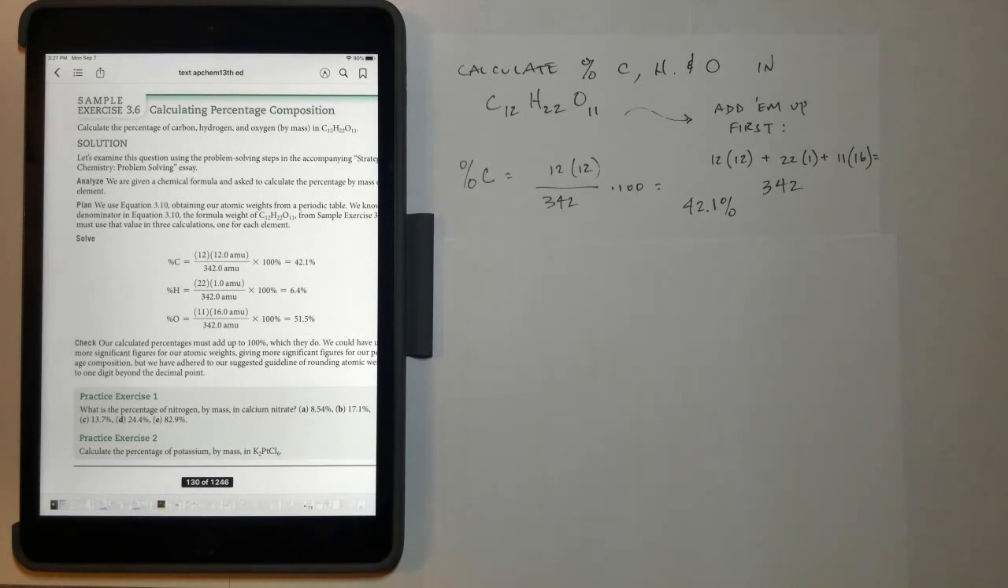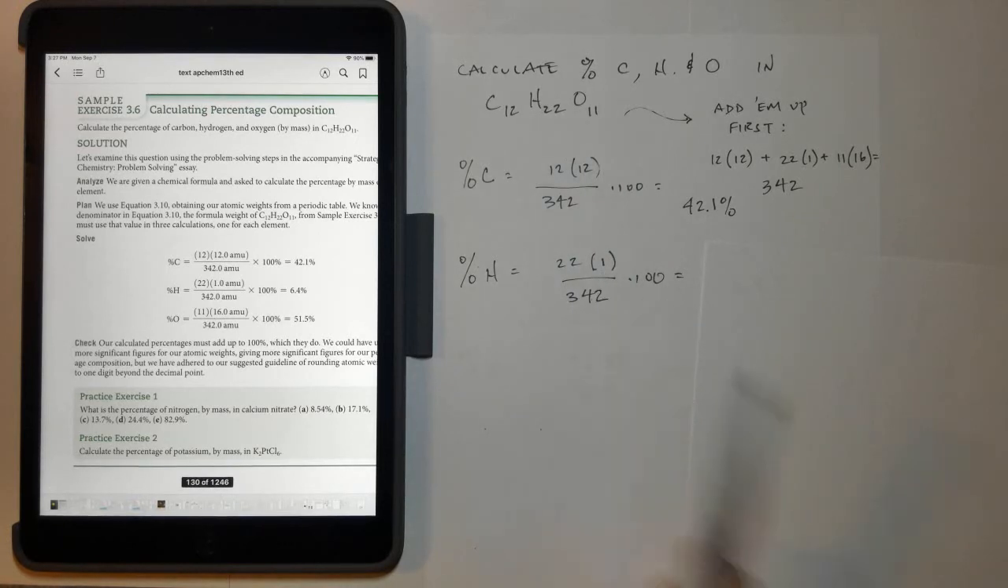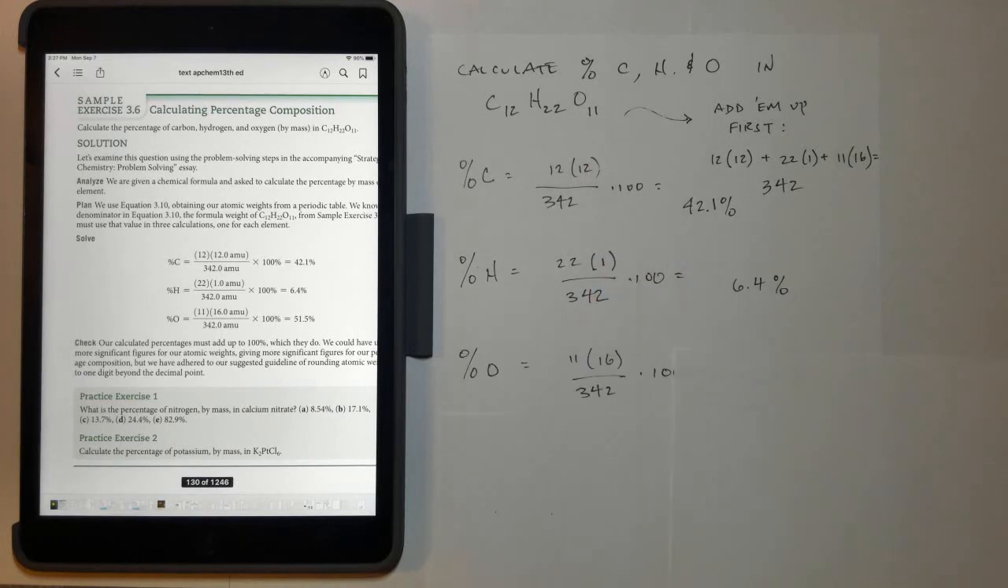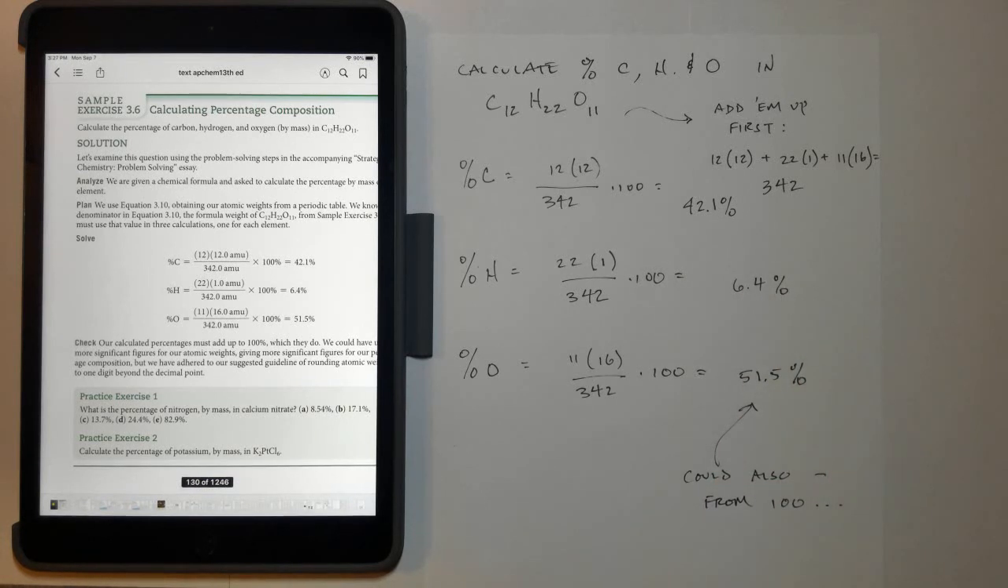I can do the same thing for oxygen and hydrogen, part divided by a whole. So here's hydrogen. Hydrogen is 22 times 1 divided by 342 times 100 gives me my percentage of 6.4. I can do the same thing for oxygen. Oxygen is 16 times 11 divided by 342 times 100 is 51.5%. Now I could have found this same thing because I know that all of these have to add up to 100 by just subtracting from 100 as well. So I could have done 100 minus each of these and I would have gotten 51.5%.